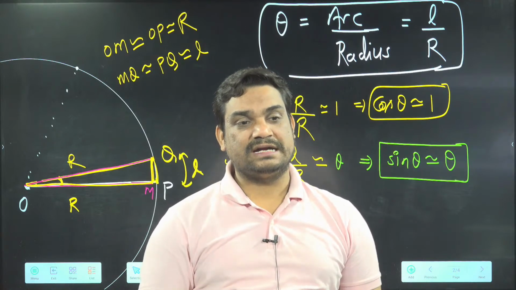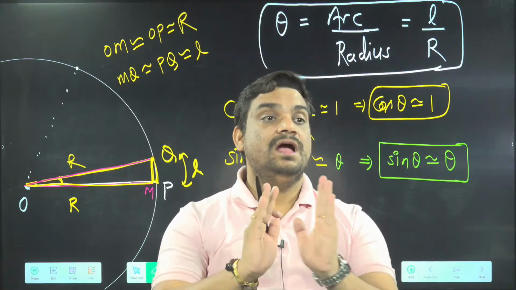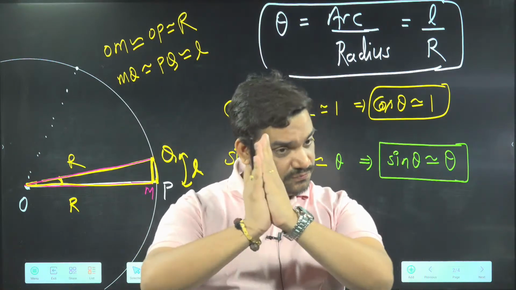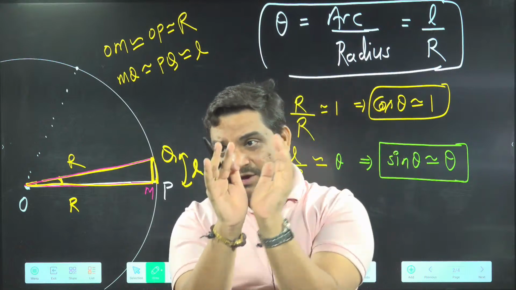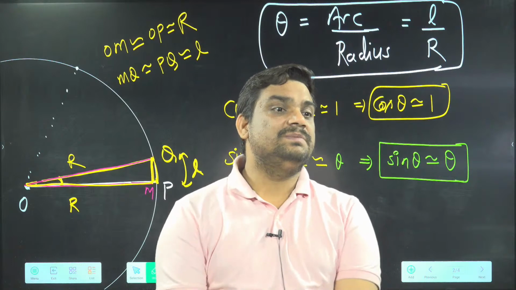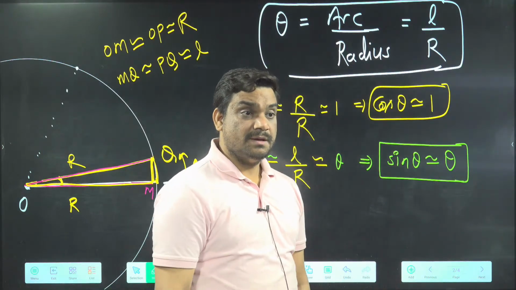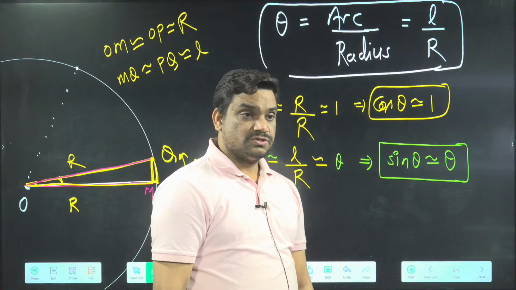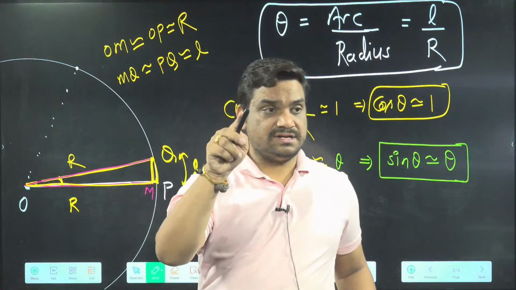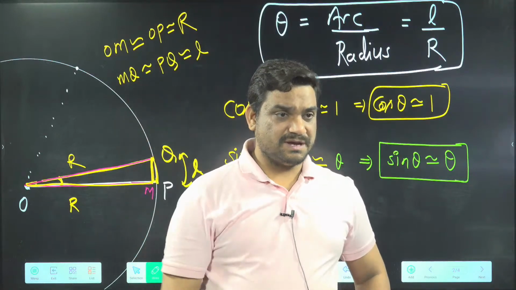So how to convert anything into radian? You just need to multiply with pi by 180. We can convert any given degree into radian by multiplying with pi by 180. So if sine 1 degree, then we can write sine 1 into pi by 180. Now it is the radian, so the answer will be pi by 180.